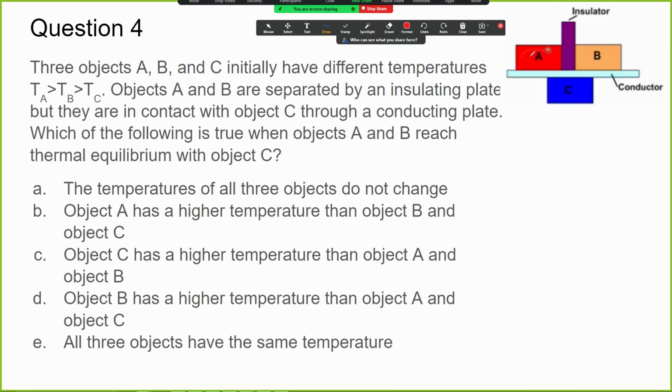So, as we said, the zeroth law of thermodynamics: if A is equal to C and B is equal to C, that means that A and B have to be equal to each other. So that means that all three objects have the same temperature.